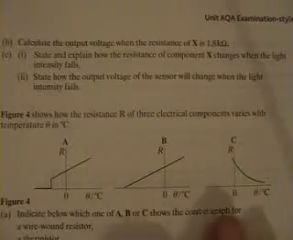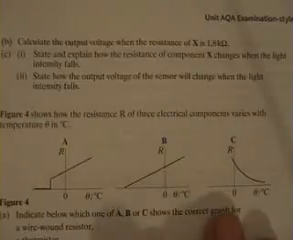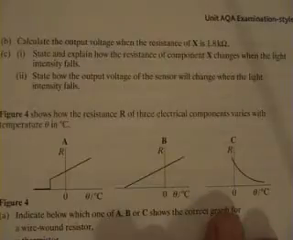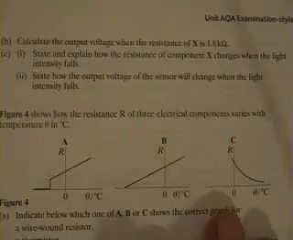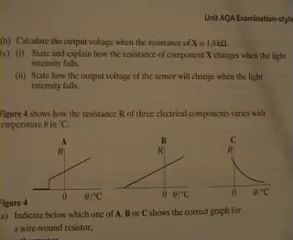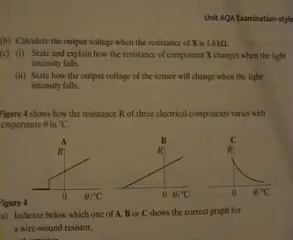Part C, state and explain how the resistance of component X changes when the light intensity falls. So state what happens, you mean does it stay the same, does it get bigger, does it get smaller? Explain, give the reason why it either stays the same or gets bigger or gets smaller. And the reason you give is going to refer to the number of charge carriers. What happens to the number of charge carriers and why?